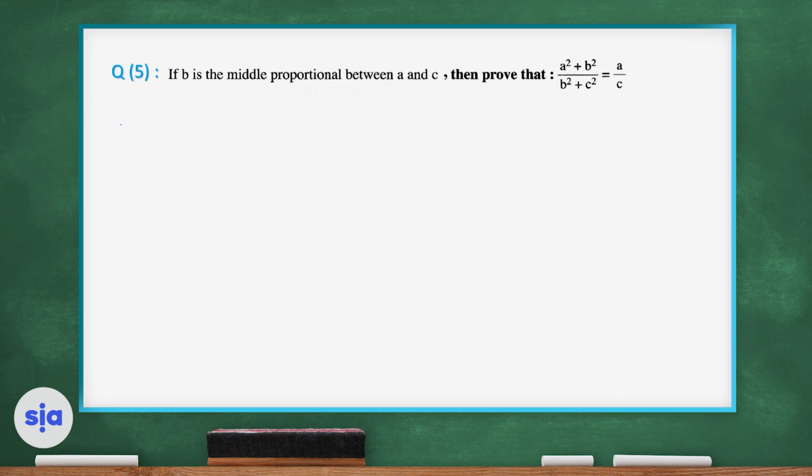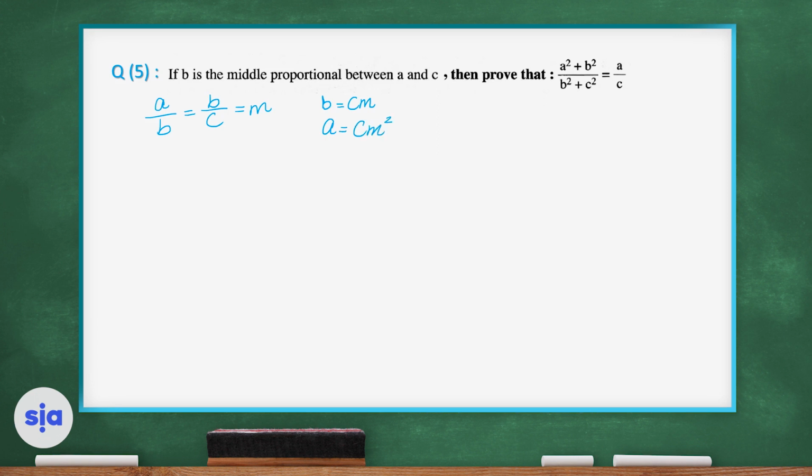Question 5. If B is a middle proportional between A and C, automatically, once the question tells you that B is a middle proportional between A and C, you write that A over B equals B over C equals M. For sure, you find the relation that B equals Cm and A equals Cm squared.